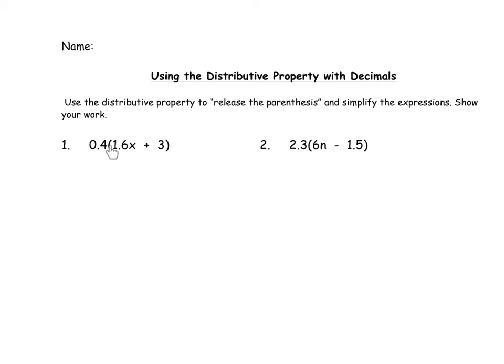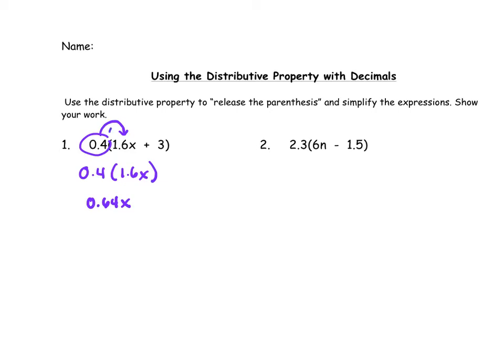4/10 times the quantity of 1 and 6/10 x plus 3. So using the distributive property, we choose to use those arrows, which I sometimes refer to as rainbows. And recall that this 4/10 multiplies everything in the parentheses. So if I took 4/10 times 1 and 6/10 x, what would the answer be? The answer would be 0 and 64 hundredths x, or 0.64x.